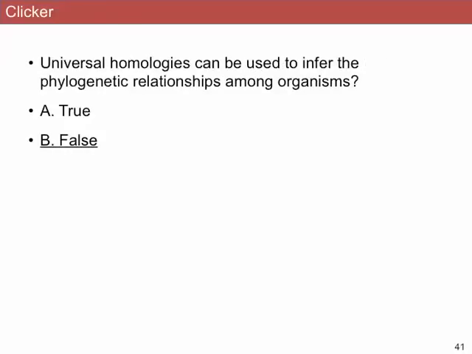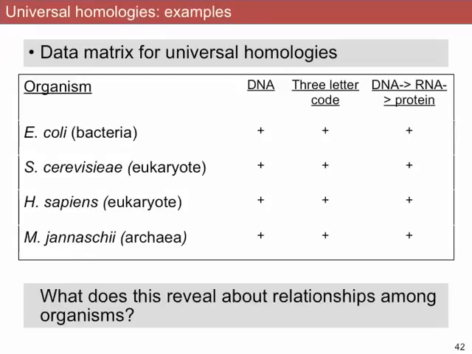Inside universal homologies, there are these types of features. I'm just going to quickly go through this just to sort of beat the point into the ground before we get into this. So this is what the data matrix looks like for universal homologies: the presence of universal homologies. That's what I meant by the question.